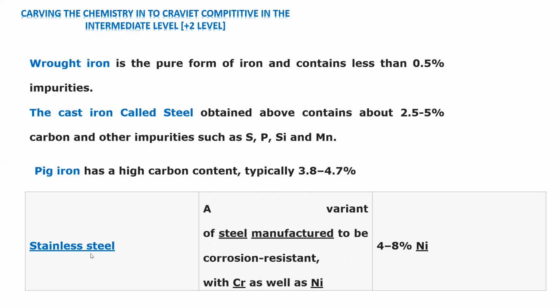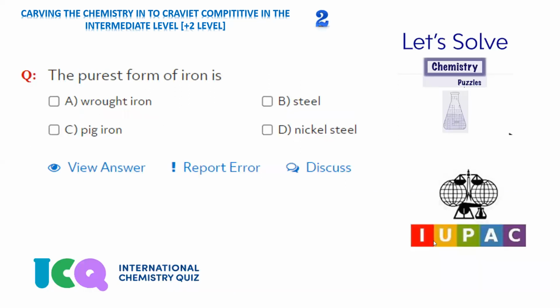And stainless steel is another compound where you can notice a mixture of chromium and nickel, so that 4 to 8% nickel content will be there. Among all, the lowest percentage of impurity addition we can notice is only 0.5 percent of other additives apart from 99.5 percent of iron, that is wrought iron. Hence, the purest form of iron is wrought iron only. This is for question number 2. Option number 1 is the correct answer.